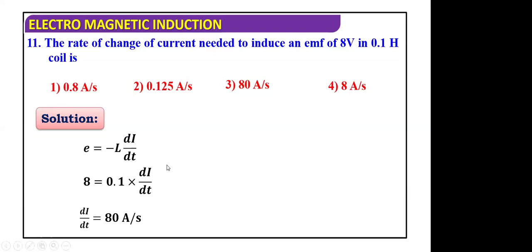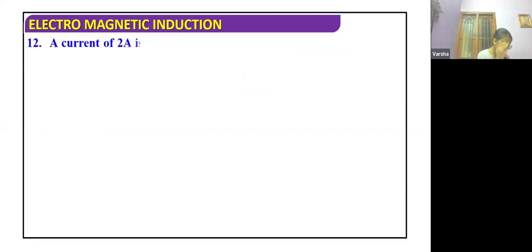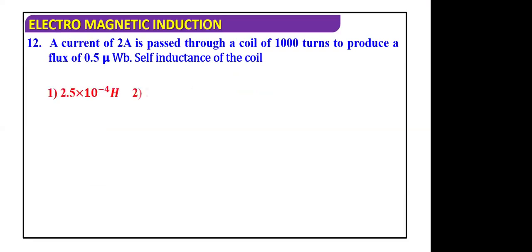Okay, completed. Mithun. A current of 2 ampere is passed through a coil of 100 turns to produce a flux of 0.5 microweber. Find the self-inductance of the coil. This is a very easy question.